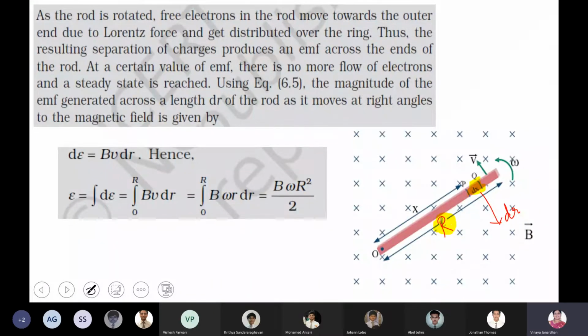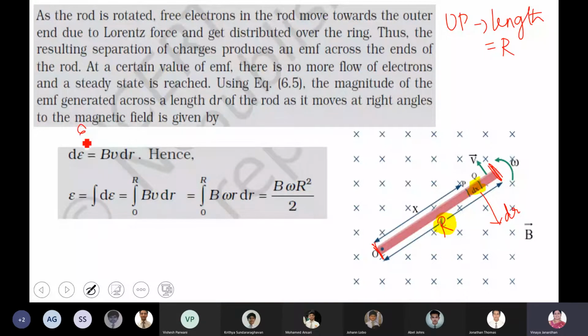What we'll do is take a part of the metallic rod of length dr. The entire metallic rod OP has a length equal to the radius of the circular path. So let the length of the metallic rod be equal to r. Now we'll take a very small segment of the rod of length dr. Now what is the EMF induced? The metallic rod is rotating, and EMF will be induced across the ends of the metallic rod. Let us find what is the EMF induced.